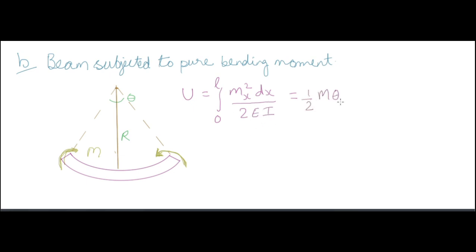This is also equal to half into M into theta, where M is the total bending moment and theta is the bending that happened, meaning theta is the deformation. In terms of length, we have M square L by 2EI.